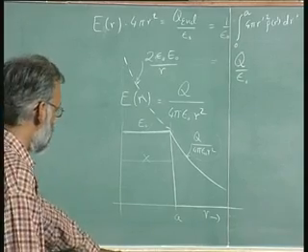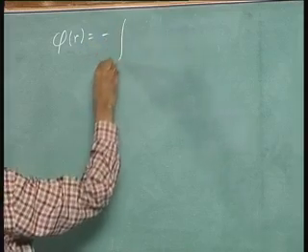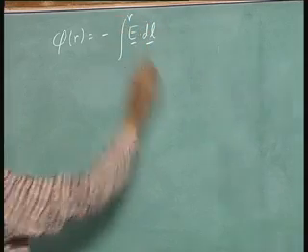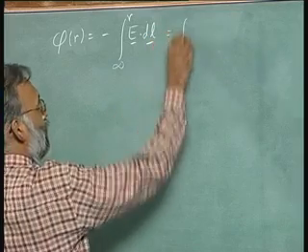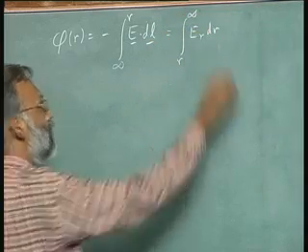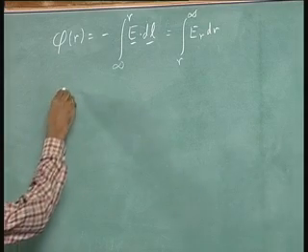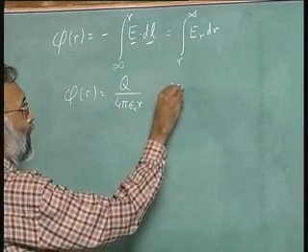Now, from this we can calculate potential, that is easy. All you have to do is integrate. phi of r is equal to minus integral E dl up to r, and the reference point is infinity. So, it becomes integral r to infinity E r dr. The region outside the sphere we already know because it is nothing but Coulomb's law. So, phi of r is equal to q over 4 pi epsilon naught r for r greater than a.